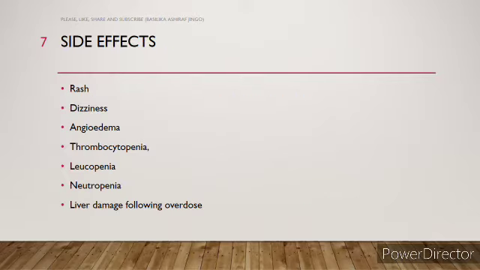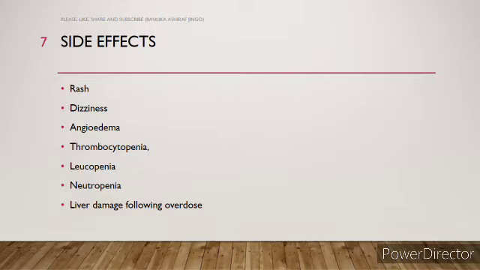Then after taking paracetamol, let's talk about the side effects, the adverse effects. These may happen or they may not happen. First, let's talk about the rash. Second, dizziness. Then third is angioedema. These are the painless swellings under the skin. So most times angioedema is triggered by an allergen. Then we talk about thrombocytopenia. This term means reduced levels of platelets within the body.